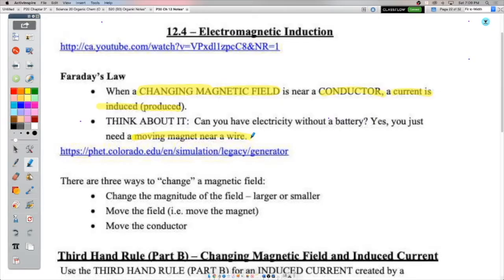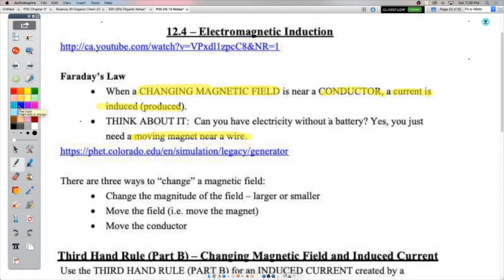Although it was clear that induced current flowed in different directions, depending on whether a magnetic field was growing or collapsing, why it was doing this was a mystery. Now, this idea that a changing magnetic field near a conductor can induce a current, think about it, it's kind of the opposite of what we call the motor effect.